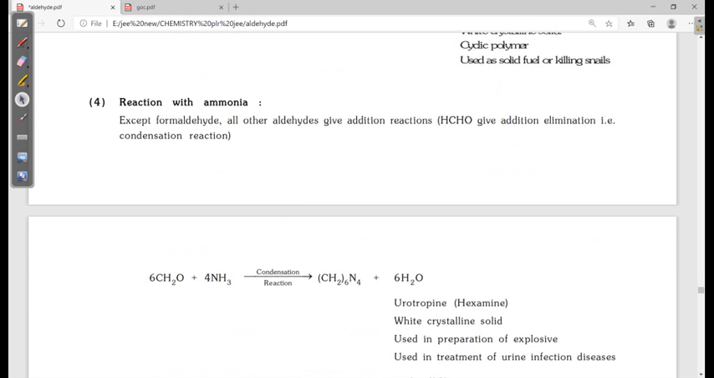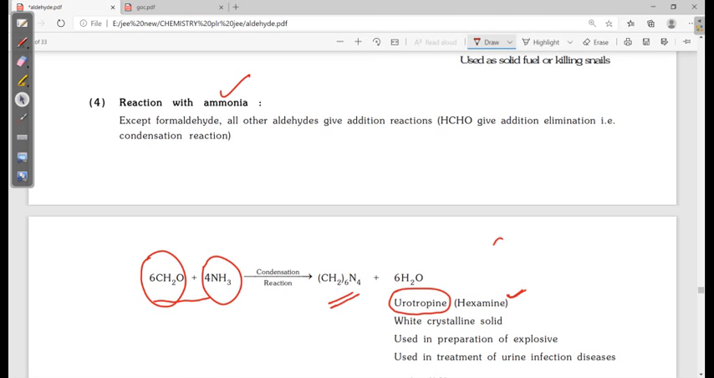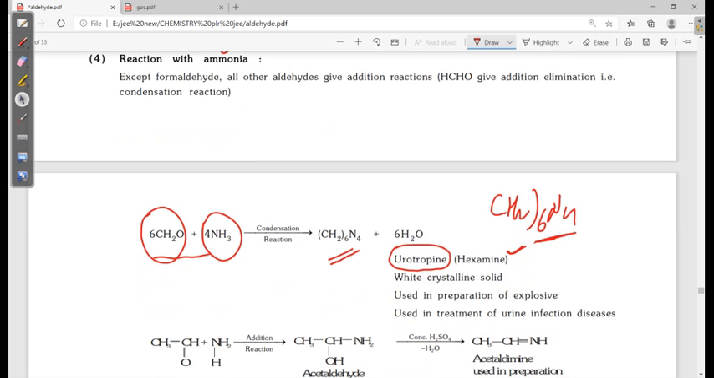Now, reaction with ammonia forms urotropin, or hexamine. So 6 moles of CH2O, formaldehyde, and 4 moles of ammonia form (CH2)6N4, that is urotropin, hexamine. It is a white crystalline solid, used in the preparation of explosives and in the treatment of urine infections. It is like a medicine.